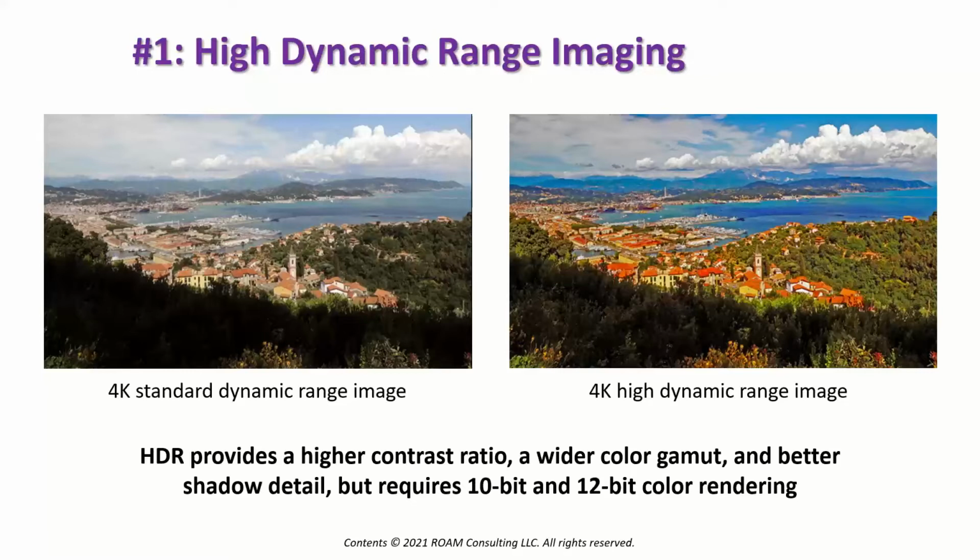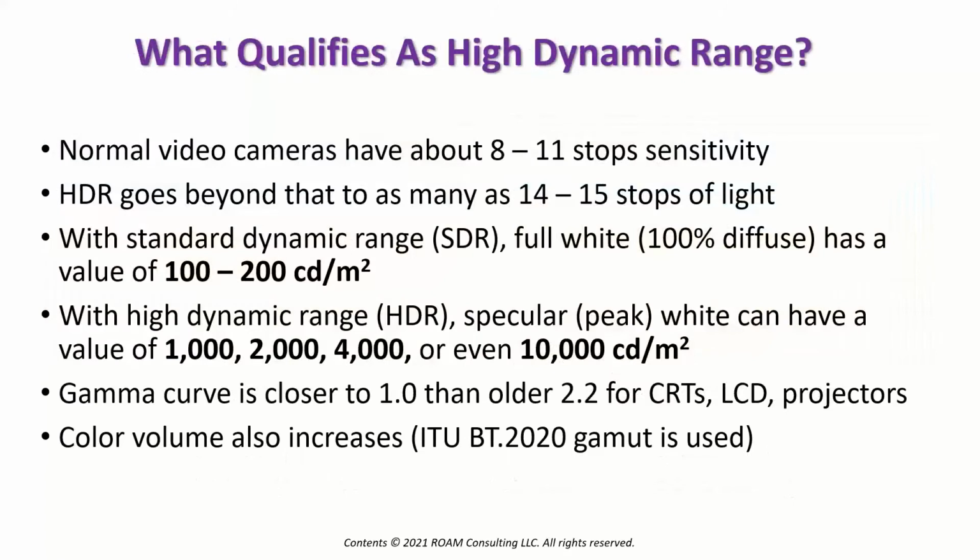Now, the TVs and displays that you see today typically can do 10-bit processing. And if you're looking at content that's being streamed or coming off optical disc, it's also being encoded in a 10-bit range, not an 8-bit range. So what qualifies as high dynamic range? Well, a normal video camera, depending on the model, has anywhere from 8 to 11 stops of light sensitivity. An HDR camera will go far beyond that, to as many as 14 to 15 stops of light.